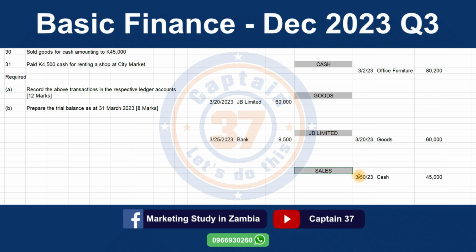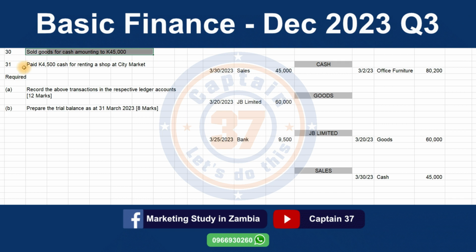But we need to also go to the cash account, which is right over here. This cash account at this particular point was receiving because we made a sale. When was this transaction? This transaction was on 30th March 2023. The corresponding account is the sales account. And how much? 45,000 kwacha. So we can highlight this to show that we have attended to this one.